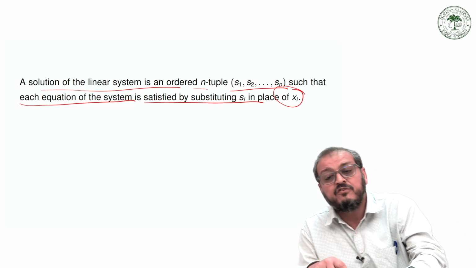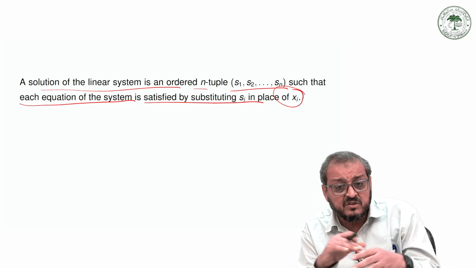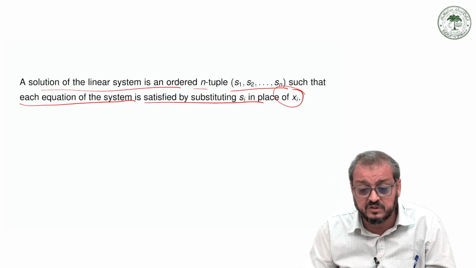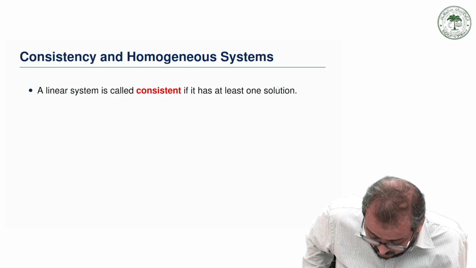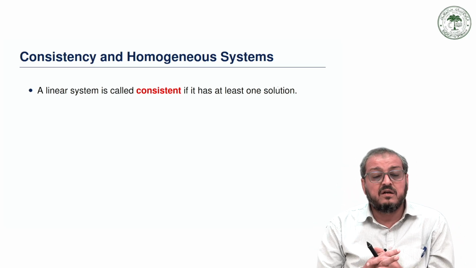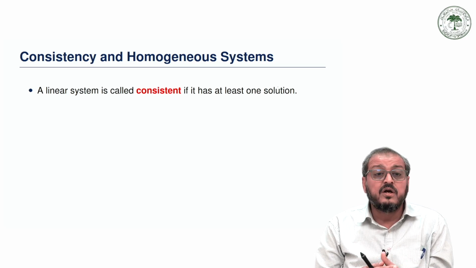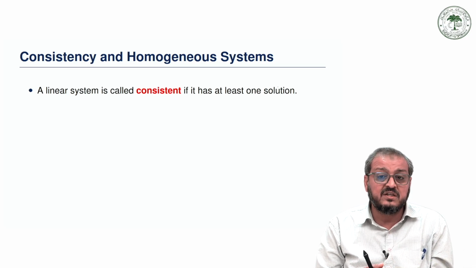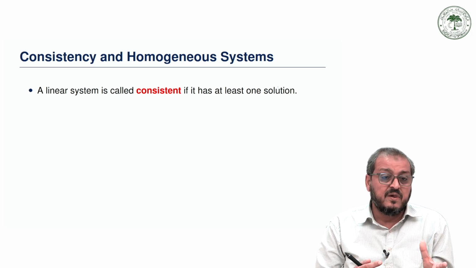This means if we substitute the si into all the equations of the system and they are all satisfied, then we say this is a solution of the system. If the system has a solution, then we say that it is consistent. If the system has no solution, then we say that the system is inconsistent.